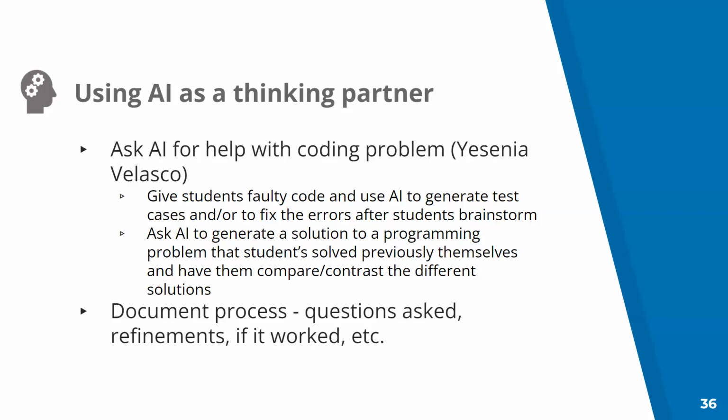And again, as with all of these, you can have students document this process, think about what questions they ask the AI to get at fixing any problems that they're looking at solving, any refinements they made to the code that the AI produced, if the code worked, and if they had to change it. All of those things can be in a narrative documentation of the process of using AI in the assignment.